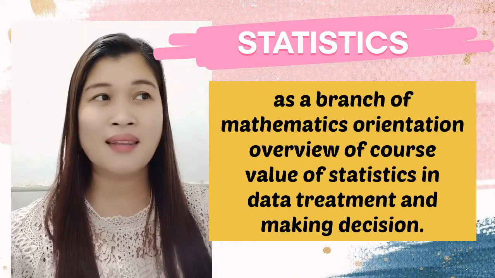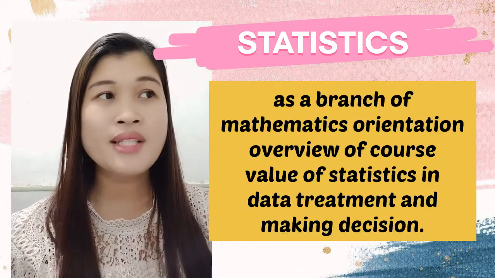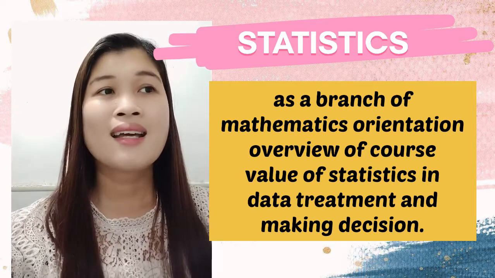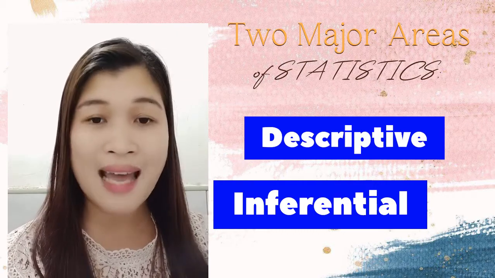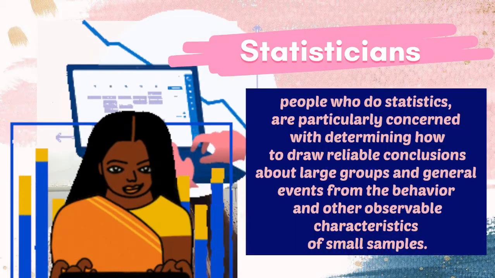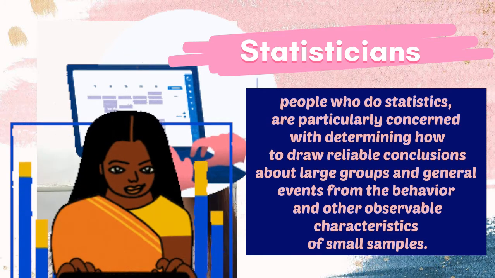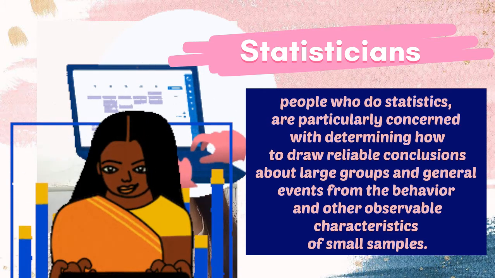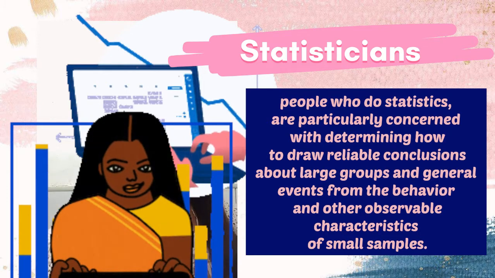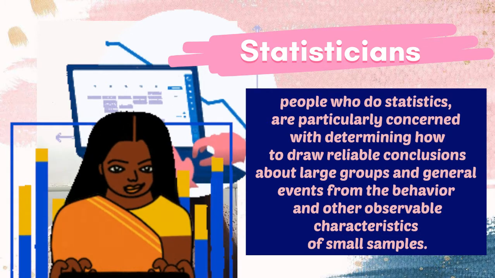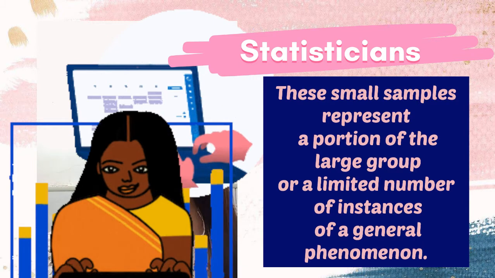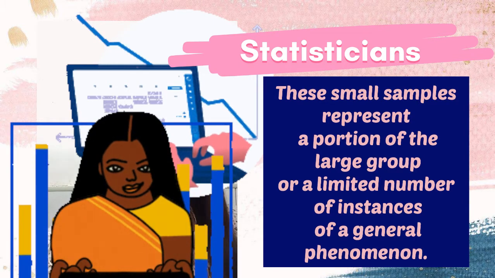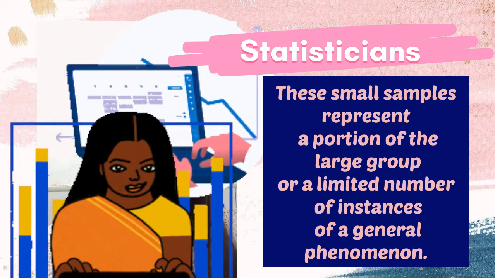As a branch of mathematics, orientation, overview of course, value of statistics in data treatment and making decisions. The two major areas of statistics are descriptive and inferential statistics. Statisticians, people who do statistics, are particularly concerned with determining how to draw reliable conclusions about large groups and general events from the behavior and other observable characteristics of small samples. These small samples represent a portion of a large group or a limited number of instances of a general phenomenon.